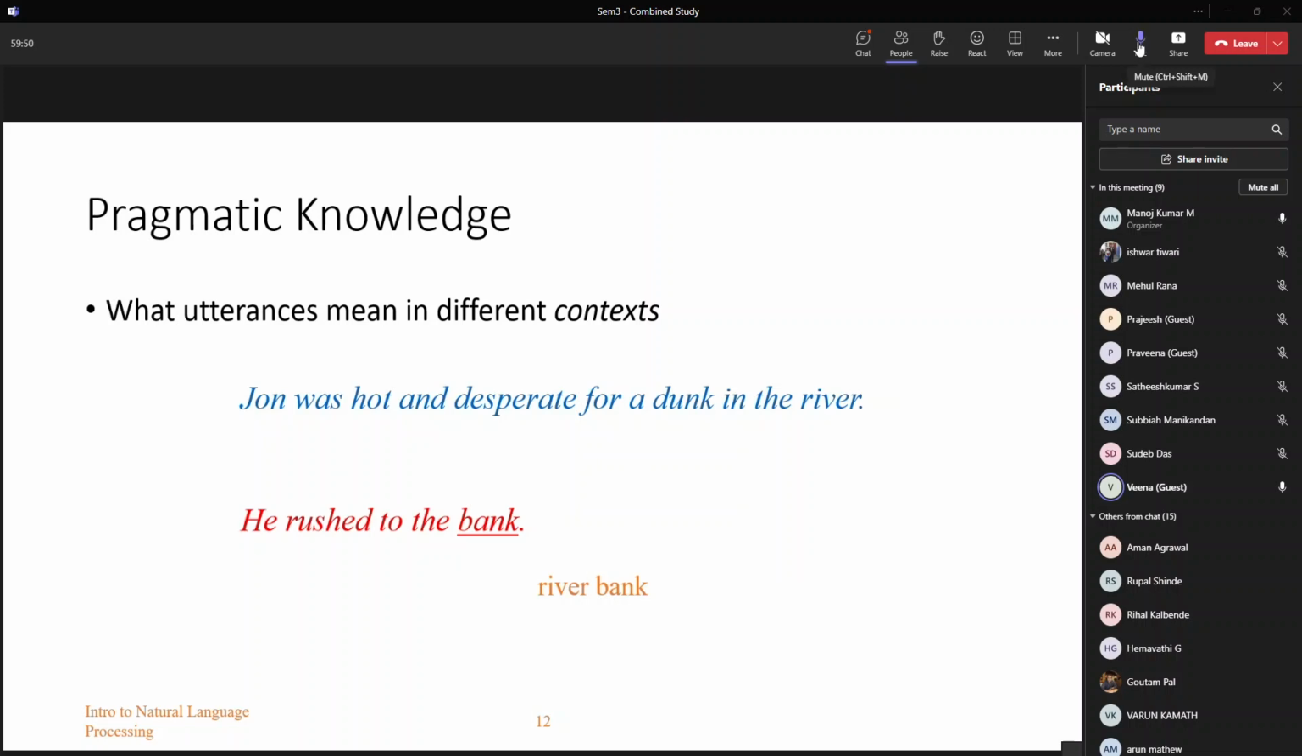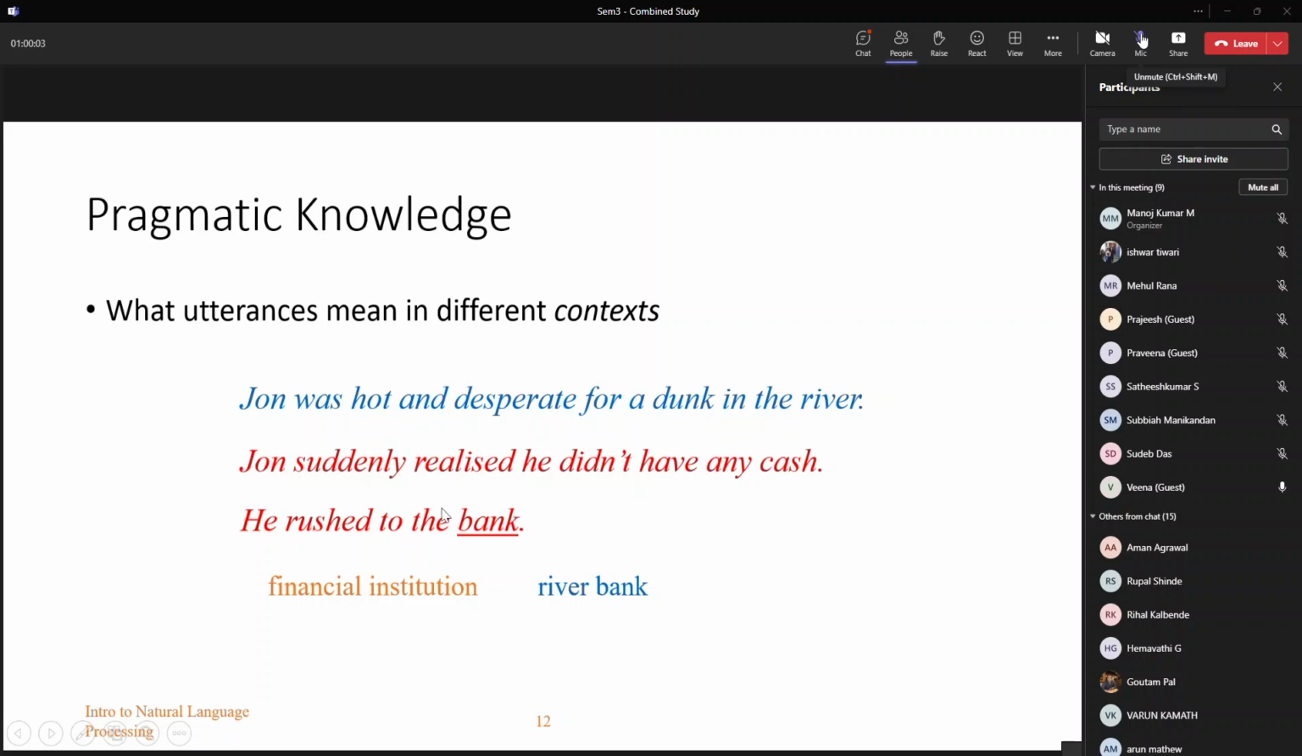Now, in this case, they added one more line. So in that case, the bank itself changed, right? You should understand the complete context to get that. We cannot take an in-between sentence to understand the word meaning, that contextual meaning.